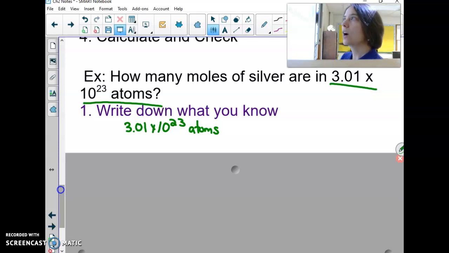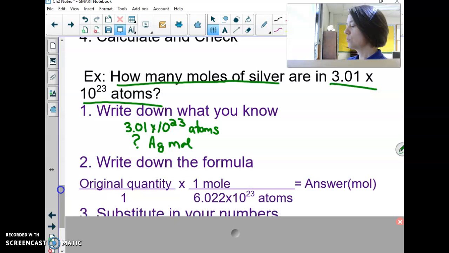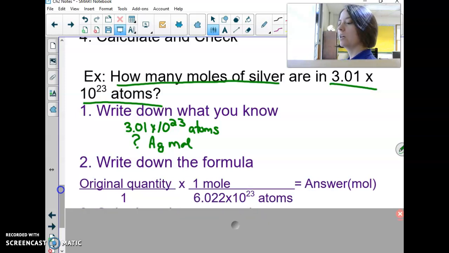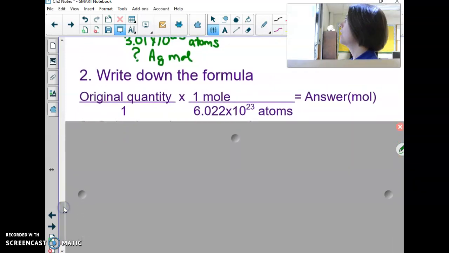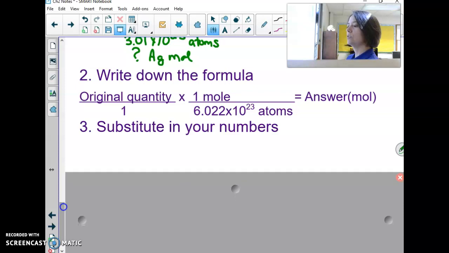And we also know we're trying to figure out how many moles of silver. So the thing we're looking for is moles of silver. So we're supposed to write down our formula, and again, I'll leave that up to you if you want to write that down. Original quantity over 1 times 1 mole over 6.022 times 10 to the 23rd atoms equals our answer. But you do need to set up the problem with me.